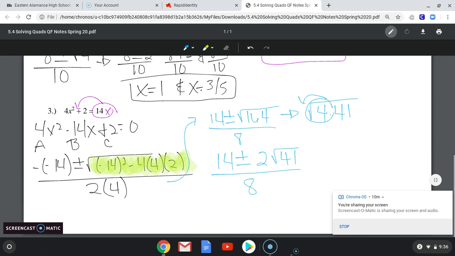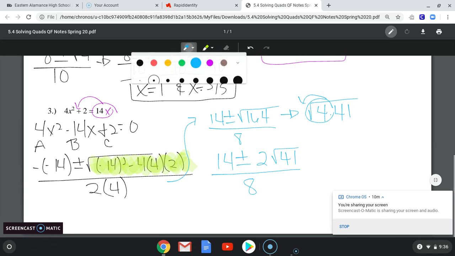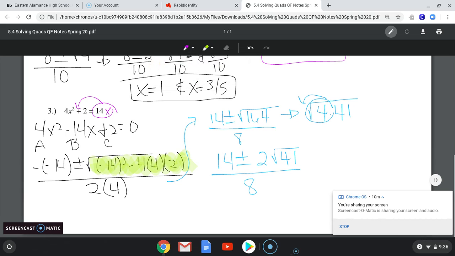So I know 14, 2, and 8 are all divisible by 2, so I'm going to reduce everything by 2. When I do so, 2 goes into 14 7 times. Plus or minus 2 goes into 2, 1. You do not need to put the 1 if you really want to. It's not a big deal. I'll put it there in case you want to see it. I cannot reduce the 41. It's underneath the radical. But 2 also goes into 8 4 times. This is your final answer.